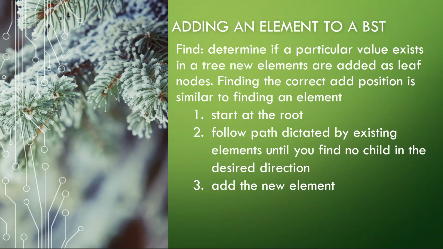So find is to determine if a particular value exists in a tree. New elements are added as leaf nodes. So this is adding, not the find. So finding the correct add position is similar to finding an element. We start at the root and we follow the path dictated by existing elements until you find that there's no child. So just like the find, you start at the root, you compare to the data.